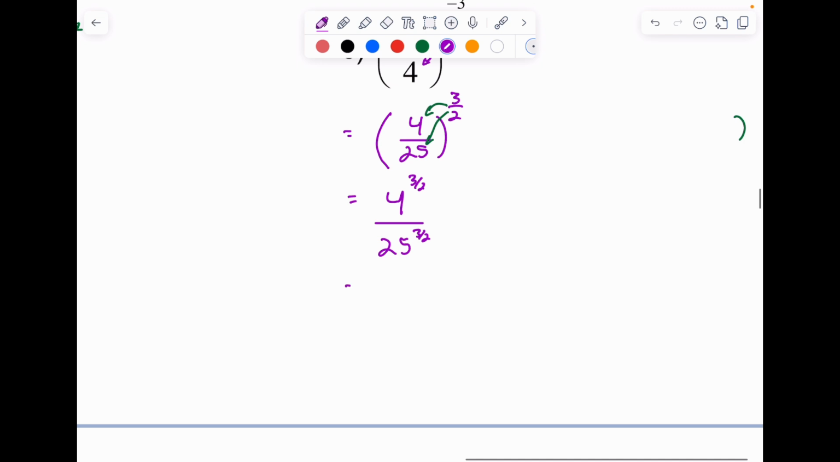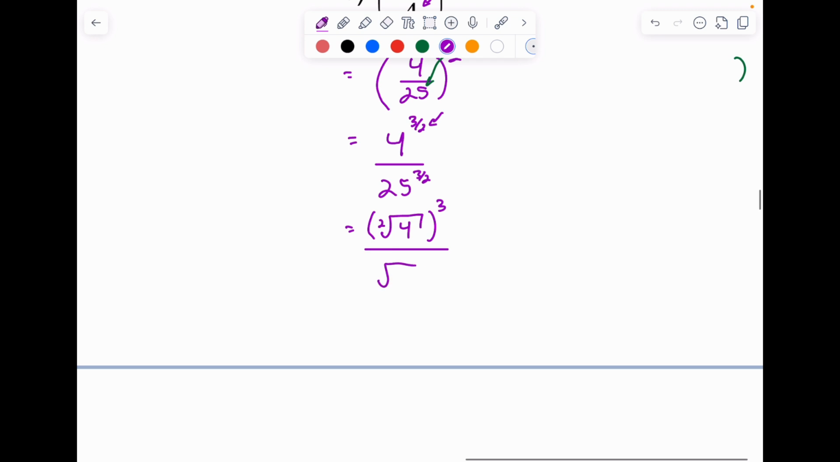So you are, in essence, taking the second root, because there's a 2 here, of both, second root of 4 to the third. And on the bottom, you are taking the second root of 25 and putting it to the third. So what is the square root of 4? That's 2, right?